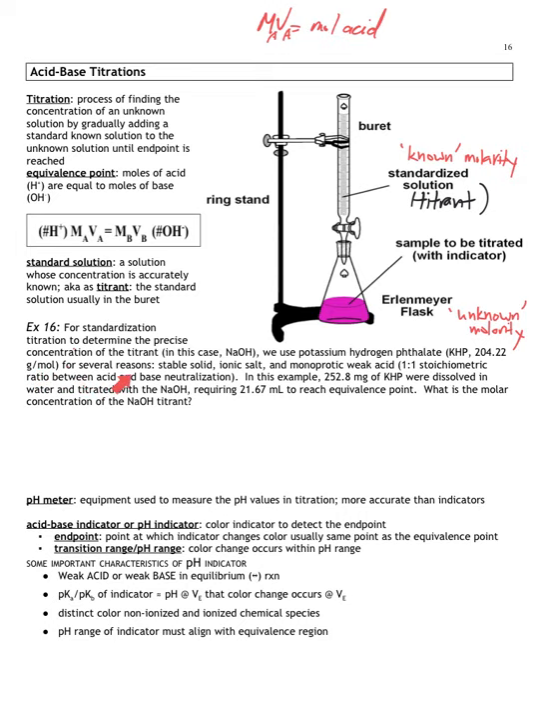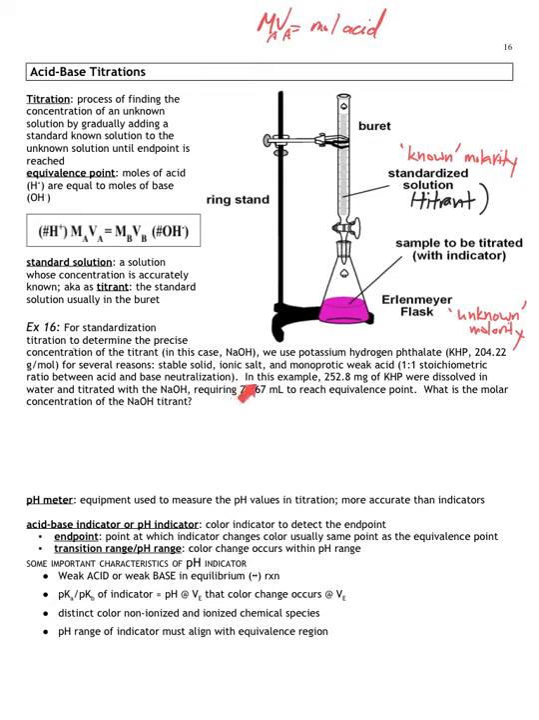And we use this substance for several reasons. It's ionic, which means it's a stable solid. It's monoprotic, so the stoichiometry is 1-to-1 between the acid and the base. So the base that you're trying to find the concentration of and the acid are easily reacting in a 1-to-1 ratio.